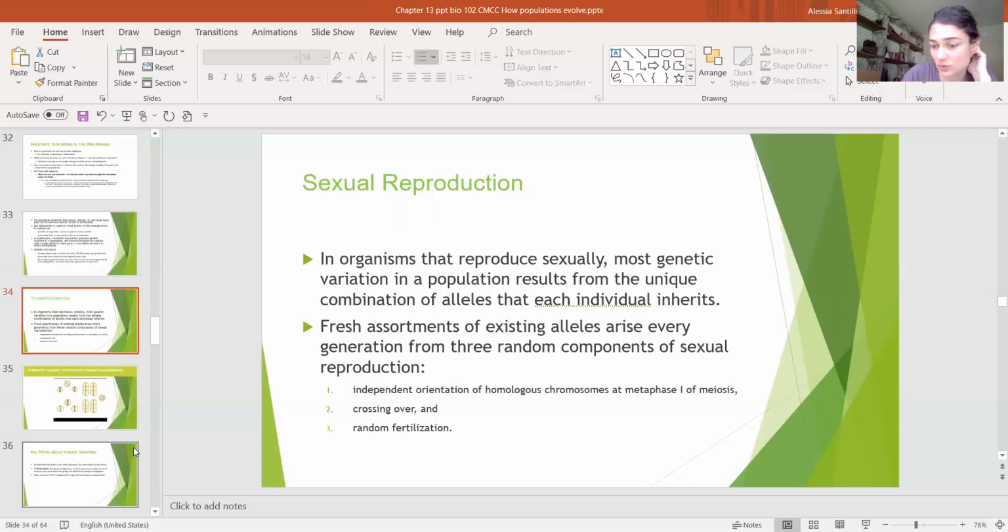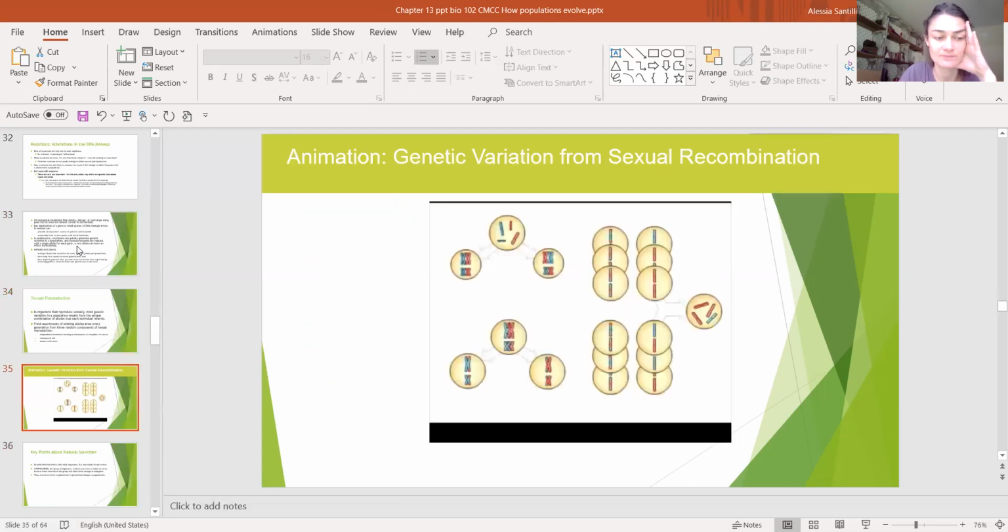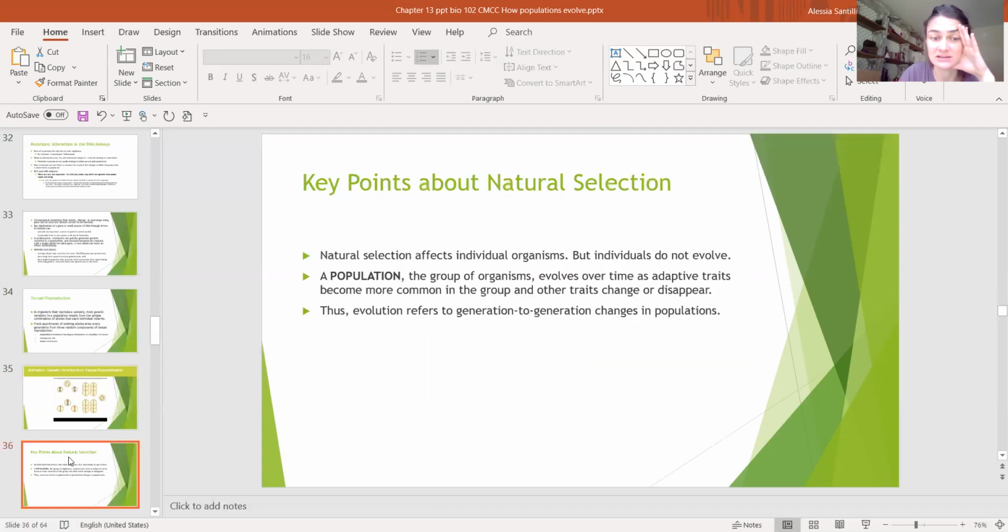Okay, sorry. I thought I was going forward, but I didn't. I already went over all of this: in organisms that reproduce sexually, most genetic variation results from the unique combination of alleles that each individual inherits. So watch this video to understand genetic variation, and that's basically the point of genetic variation. We get it from sexual reproduction and from mutations.